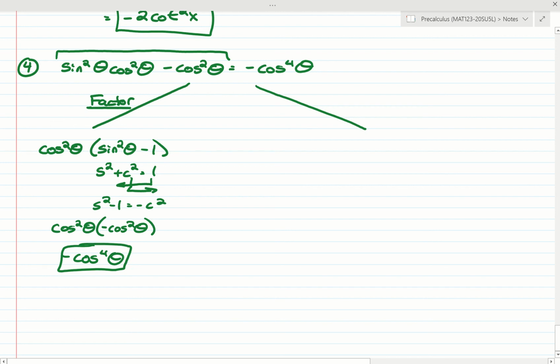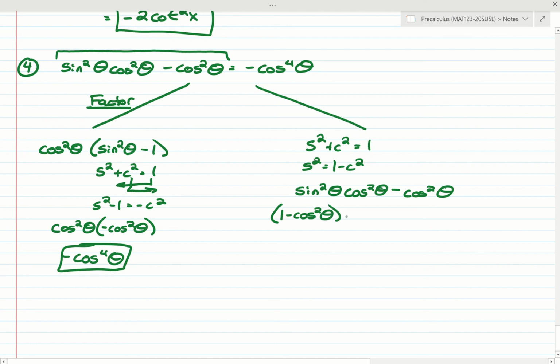Another way to do this, and one way is not better than the other, just kind of looking at this, I see the left side has a sine squared in it, and the right side just has cosines in it, cosine to the 4th. So what I'm going to do first is get rid of that sine squared. If my answer has all cosines, I'm going to get the left to have all cosines. So if sine squared plus cosine squared is 1, that means that sine squared is equal to 1 minus cosine squared. So instead of having sine squared theta, cosine squared theta minus cosine squared theta, I'm going to replace the sine squared with 1 minus cosine squared of theta.